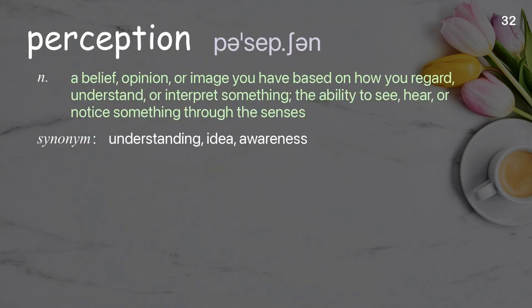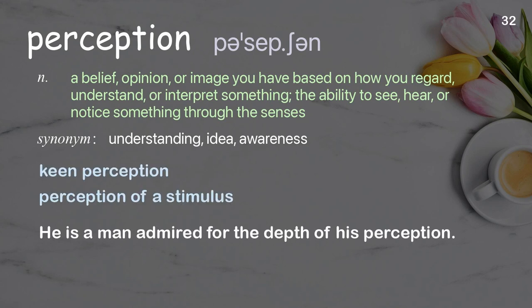Perception: a belief, opinion, or image you have based on how you regard, understand, or interpret something; the ability to see, hear, or notice something through the senses. Examples: Keen perception, perception of a stimulus. He is a man admired for the depth of his perception.